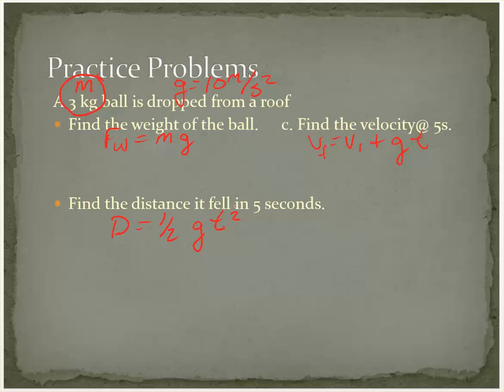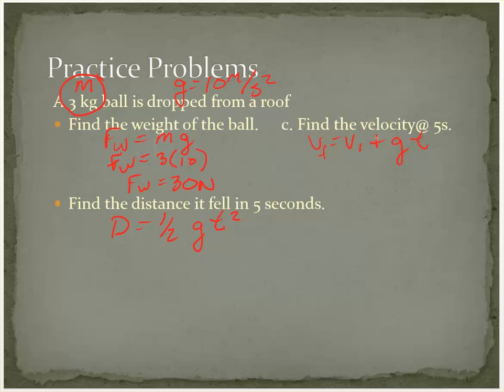Okay, hopefully you paused it. If you didn't know how to do it, then let's go ahead and work these out. My mass in this first one is 3. Gravity is 10. So the weight is 30 newtons.